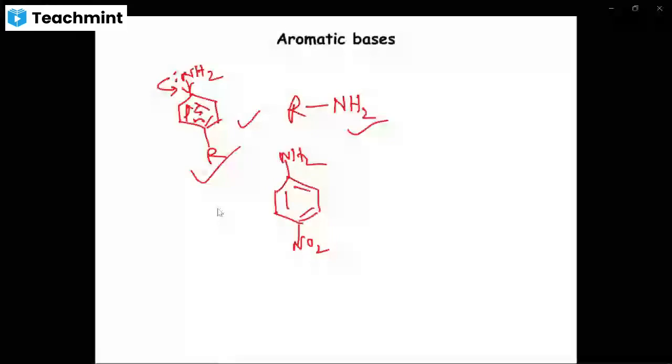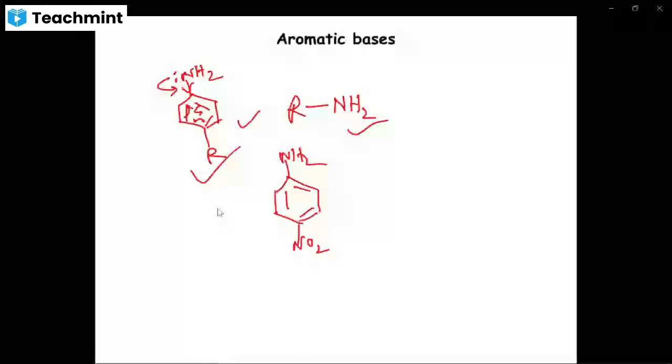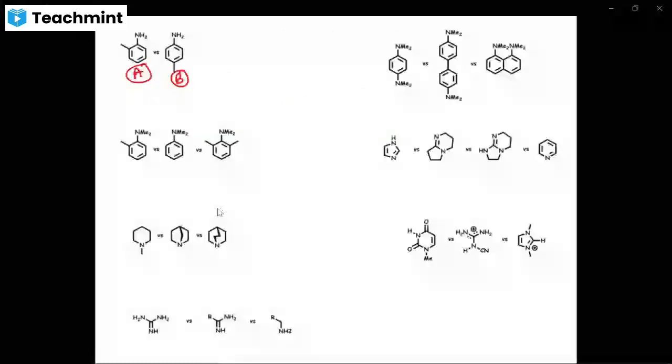Now let us see some important, interesting examples. So the first one is this, A and B. Can you tell what will be the basicity order? In both cases, we are putting a methyl group into the ring. In one case, we are putting it in the ortho position. In another case, in the para position. So which one will be more basic, A or B?